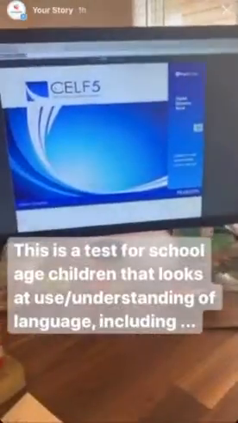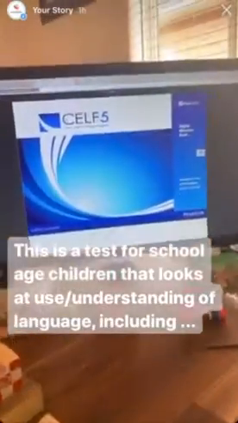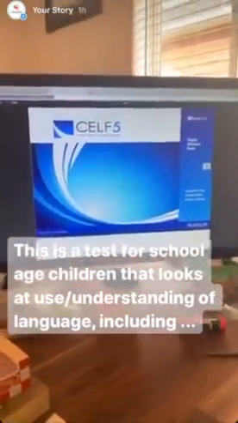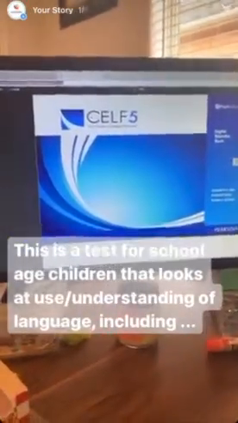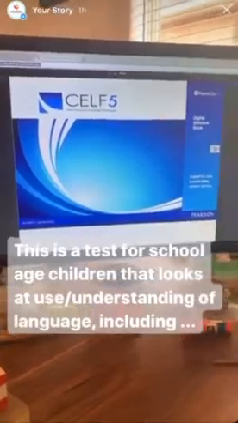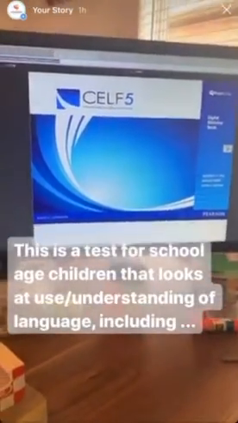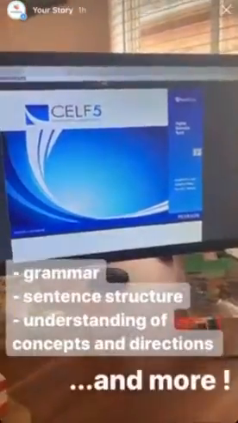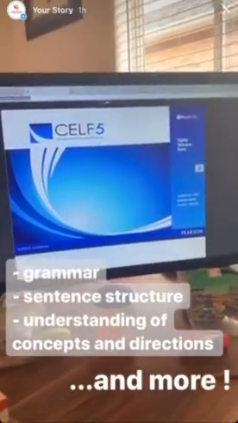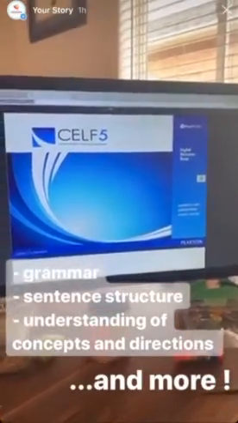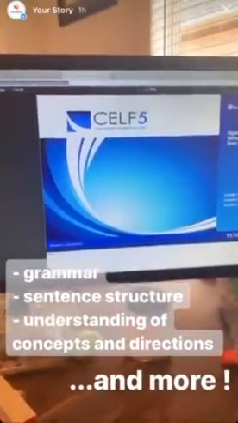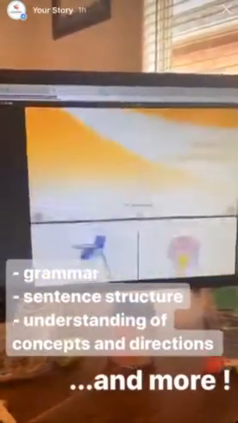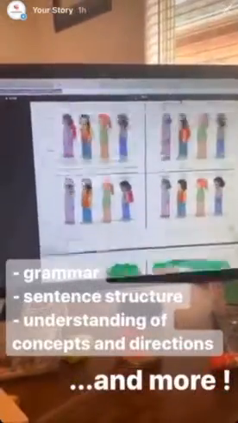So I apologize in advance for my messy office space, but this is a test right here that we have access to online that we would use to assess school-age children's use and understanding of language, which would include aspects of grammar, whether their sentence structure is appropriate based on their age, are they understanding different concepts, are they able to follow directions that involve different steps and components, that kind of thing. And as you can see, it's a nice big test, but it's very easy for me to scroll through.